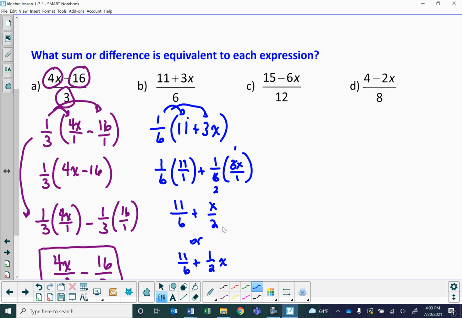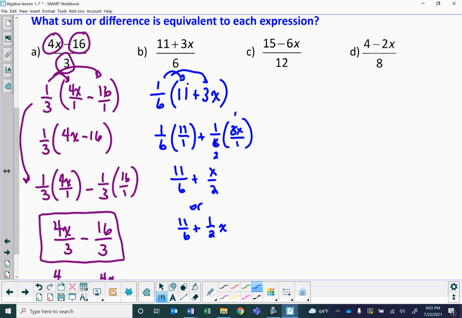They'll put the x off to the side rather than saying x over 2. Those mean the exact same thing. I have no preference on whether you write 1/2 x or x over 2. Makes no difference to me. Whichever one you are familiar with and you like best is the one you should choose to do. All right, letter C here.